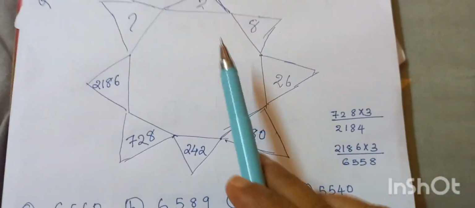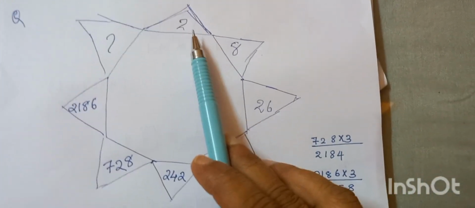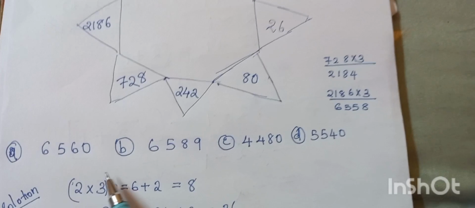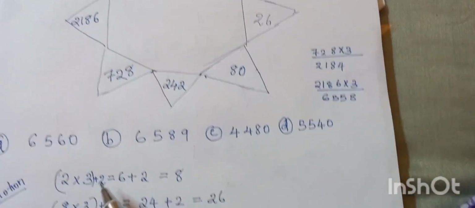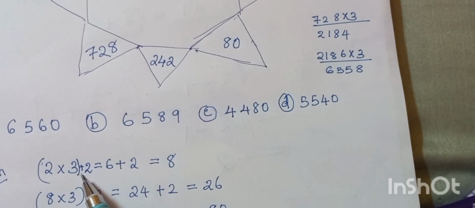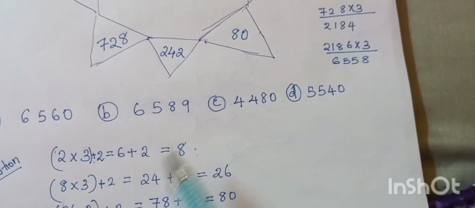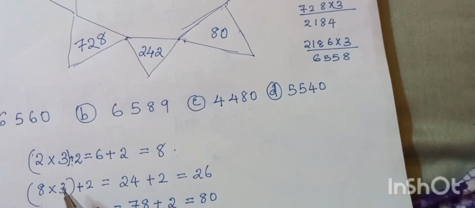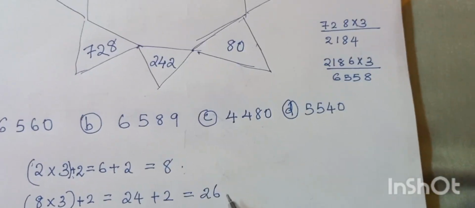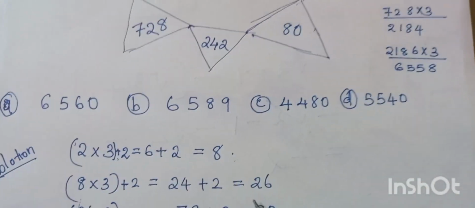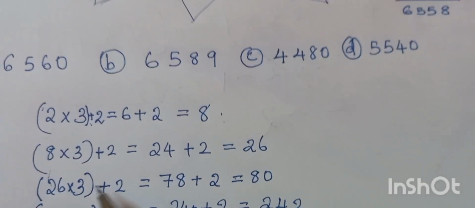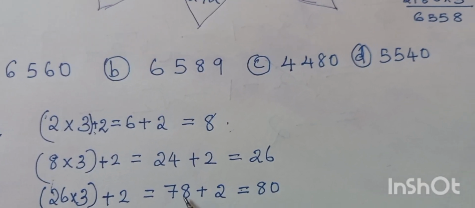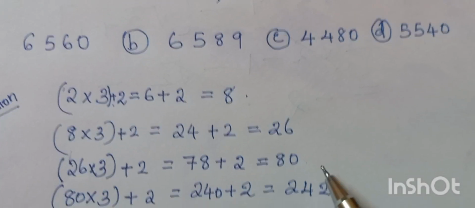So we can solve. 2 is the first one. So 2 is as it is. So 8: 2 into 3 we get 6 plus 2 we get 8. Then 8 into 3, 24 plus 2 we get 26. Then 26 into 3 we get 78. 78 plus 2 we get 80.